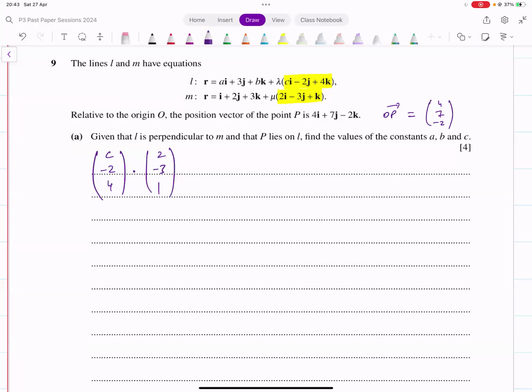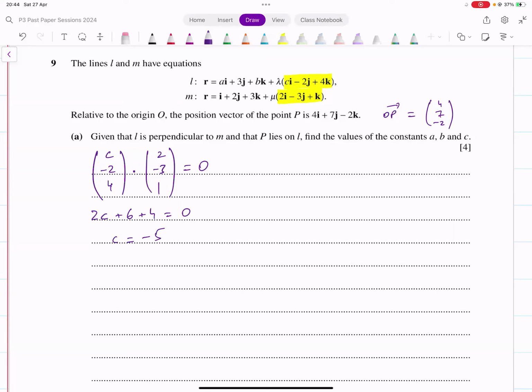Since they are perpendicular, the dot product of their direction vectors should be equal to 0. What do we get from this? 2c, minus 2 into minus 3, that's plus 6, plus 4, equals 0. And that gives us the value of c, which is minus 5. So we get the value of c using the fact that both lines are perpendicular. That's one thing.